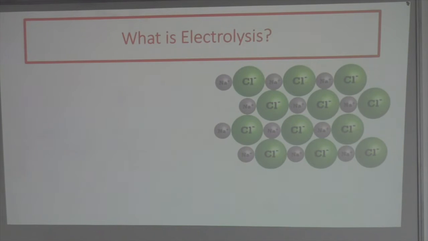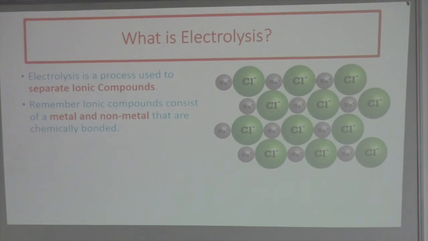So what actually is electrolysis? Electrolysis is a process used to separate ionic compounds using electricity. The word electrolysis comes from electro, meaning electricity, and lysis, meaning splitting. Remember, ionic compounds consist of a metal and a non-metal that are chemically bonded.